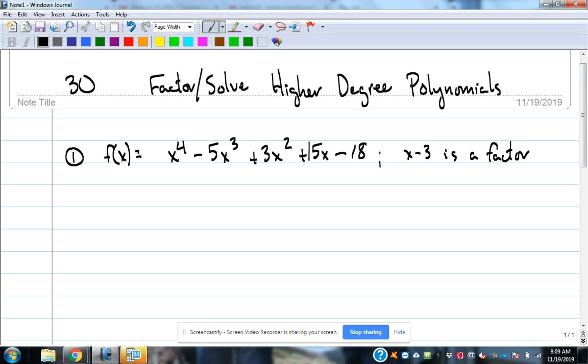So let's think about what it means to be a factor of, say, a number. What does it mean to be a factor of 12? It divides into it evenly. Like 4 is a factor of 12 because 4 goes into 12 evenly, right? So if x minus 3 is a factor of that polynomial, what does it mean about its division? It will have a remainder of, bless you.